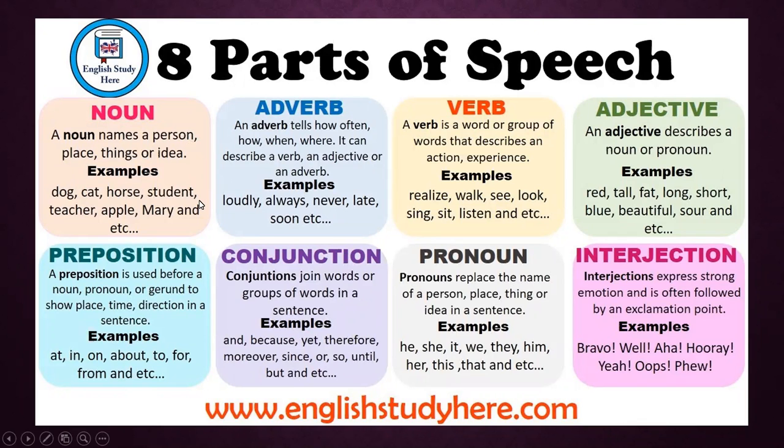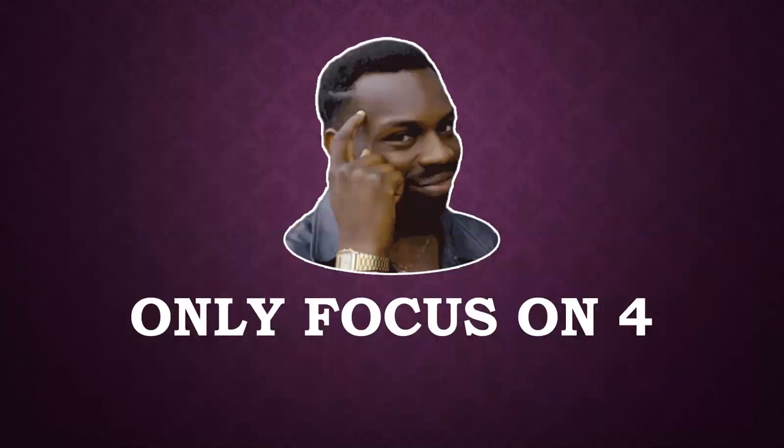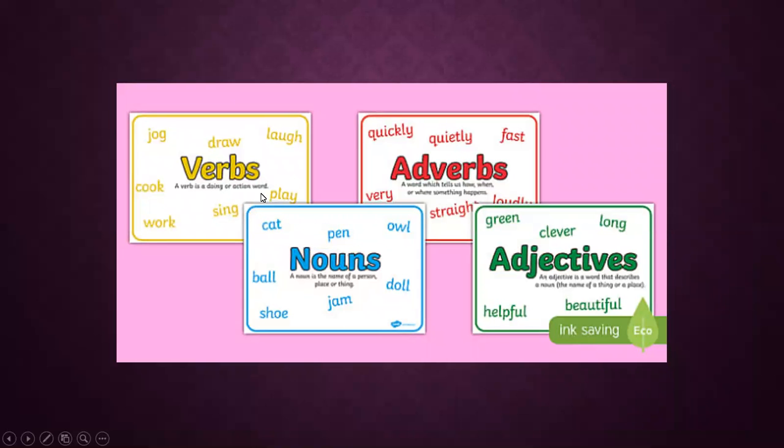All right. For our purposes, we're only going to focus on word forms like we mentioned. So we only focus on four. Which are these four? Well, we focus on verbs, adverbs, nouns, and adjectives. These are the word forms.